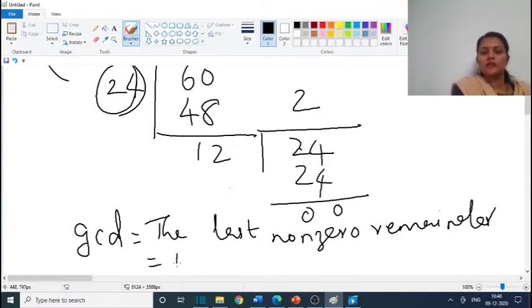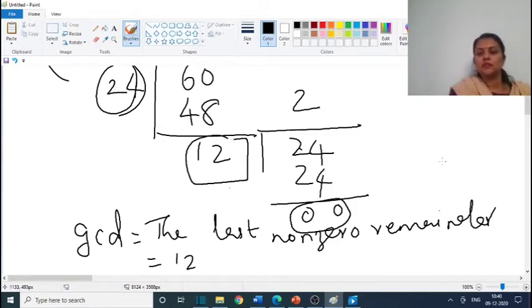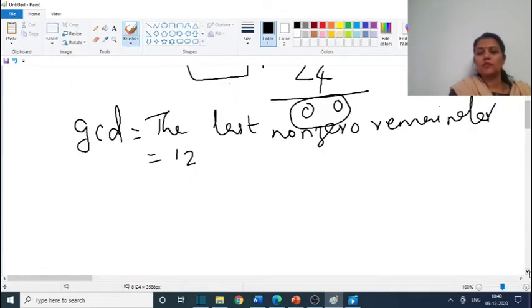So the answer is, here this is 0 remainder, before that the remainder is 12. So the answer is 12. Now we have one more step to be done. We have to write this number 12 as a linear combination of 24 and 60.